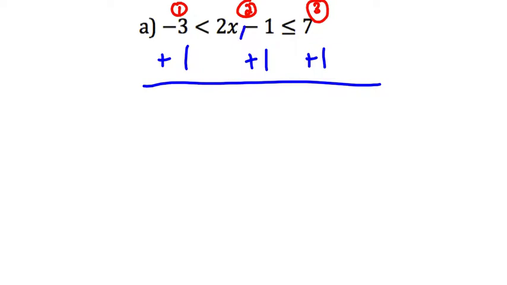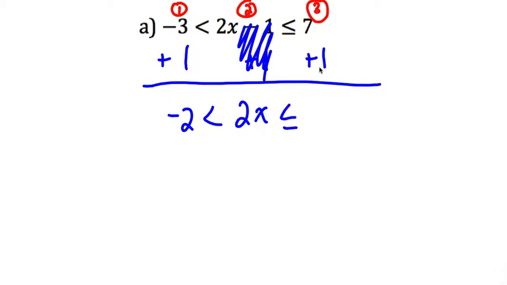-1 plus 1 is 0. Those are gone. So my middle is 2x. Let me rewrite it. x. There we go. Over here, -3 plus 1 is -2. Let's bring down our inequality. Less than, is less than or equal to. 7 plus 1 is 8. Next, we need to get this x by itself again, so I need to get rid of this 2.